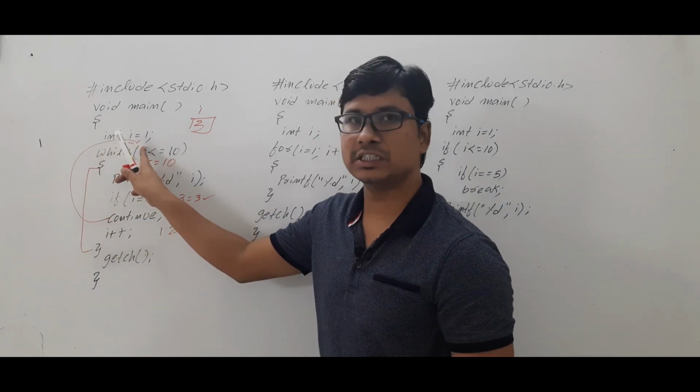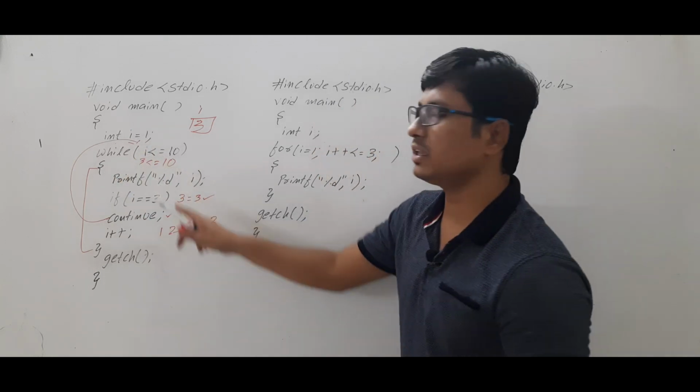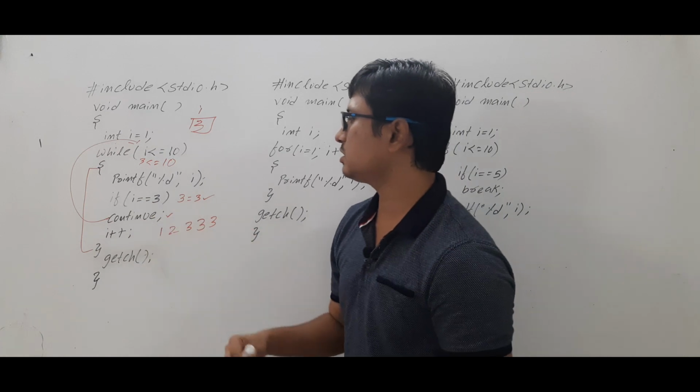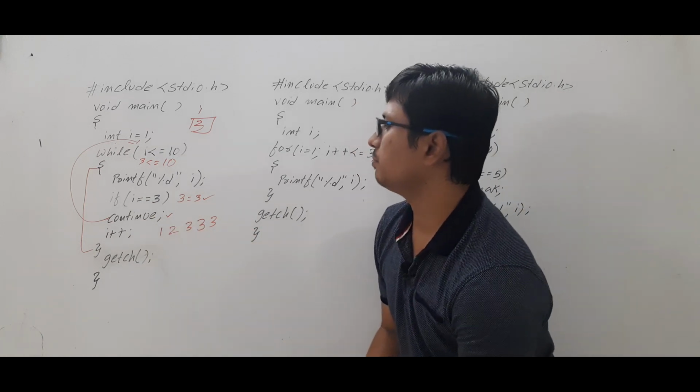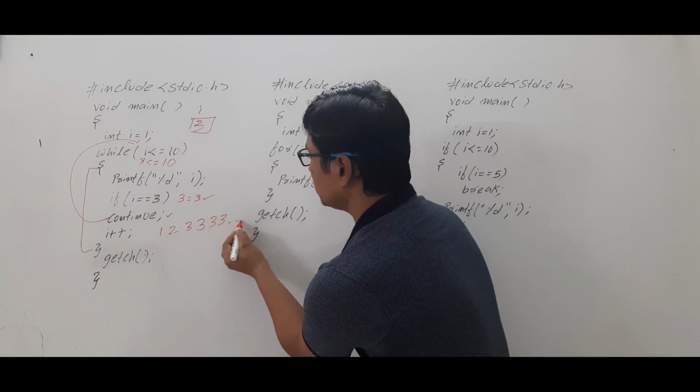Again you will come to the test expression. Again the i value is 3. So again you will print the i value 3, and this condition is true. So again you will execute the continue. So this will keep printing 3, 3, 3 like this.